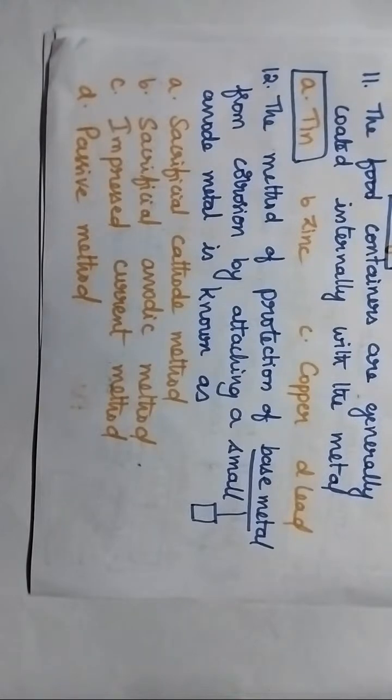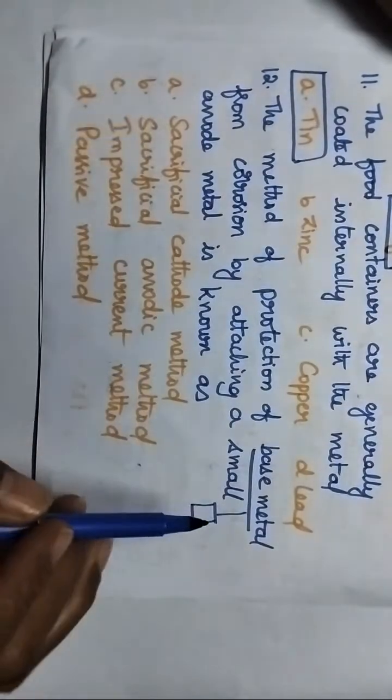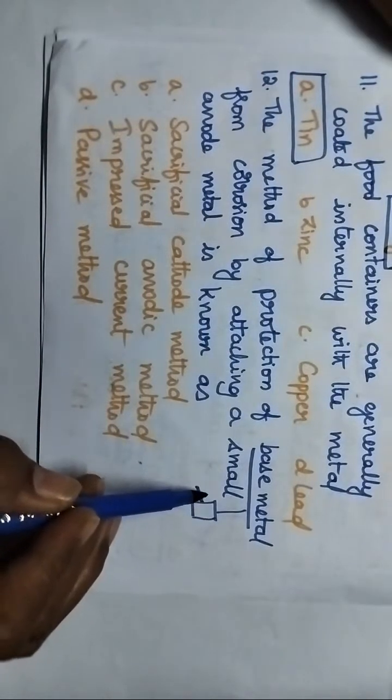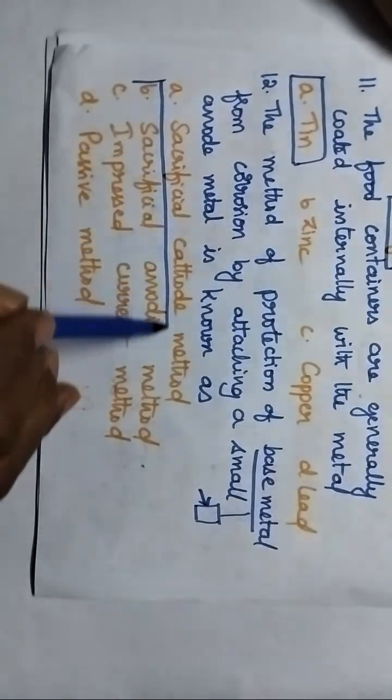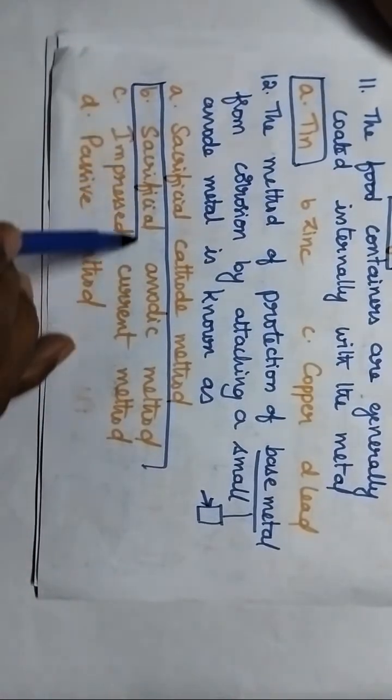Very good, Charan Sai, Vamsi, Rebecca, Aditya. Too good. So, this metal is sacrificing its life because that metal is acting as anode. So, option B, sacrificial anodic method is the right answer.